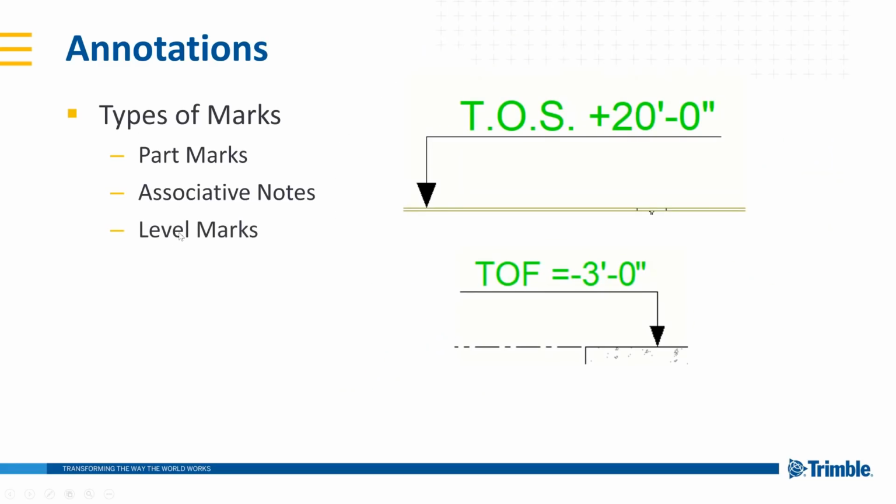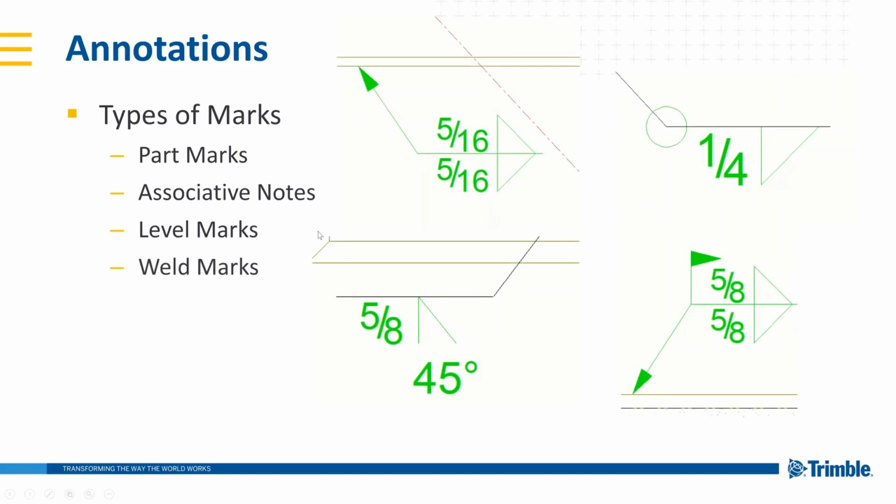The other type of mark I have here is level marks. These define or display the level at the point that you click when you are inserting the mark. So top of footing equals -3 feet, top of steel equals +20 feet, and so on and so forth. These are associative, so if I update this member, the level mark will follow where the top of steel or the top of footing is.